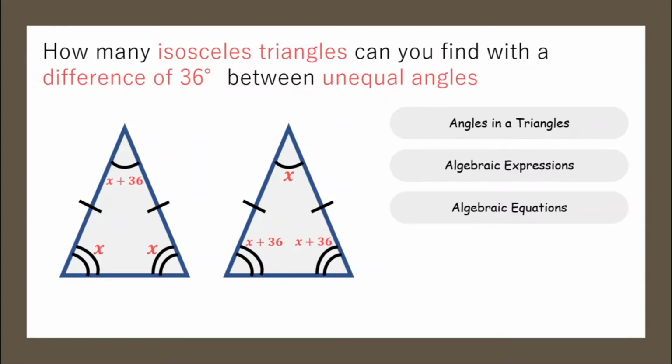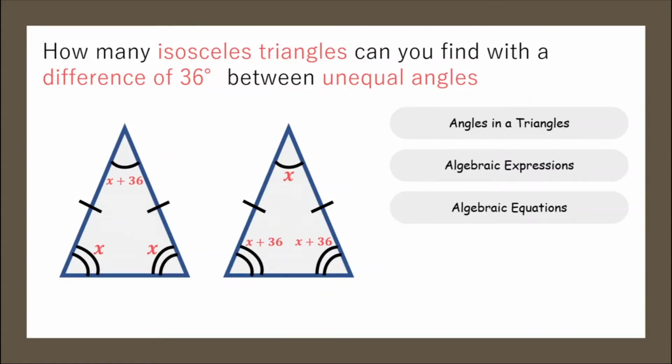I did think I might have other triangles where I had x and x minus 36. In that case, x would have been the larger and x minus 36 would have been the smaller. But that's actually equivalent to one of the two that I have on the screen right now.